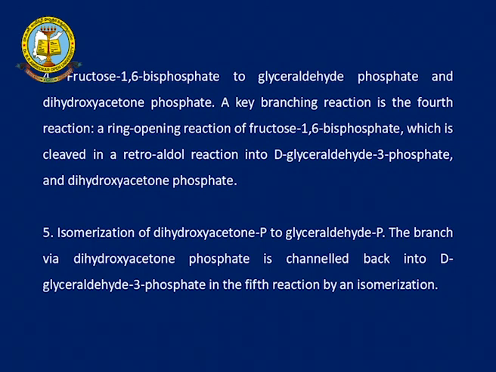A key branch reaction is the fourth reaction, ring opening of the fructose 1,6 bisphosphate, which is cleaved in a retro-aldol reaction into the glyceraldehyde 3 phosphate and a dihydroxyacetone phosphate molecule. Why are we calling it a retro-aldol reaction?